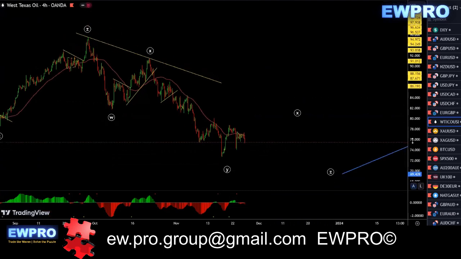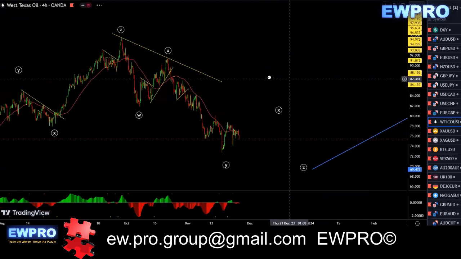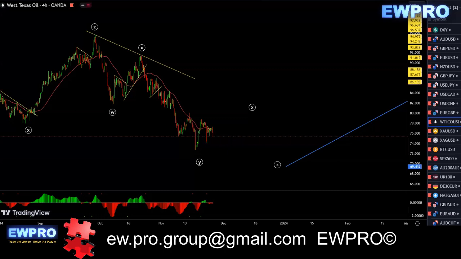On the H4, you can see nothing's changed since last week. I said we're looking for an X2, and then you can look for a wave Z down. Said it can be very choppy in here until we get that wave Z down. On the H1, there really isn't much.